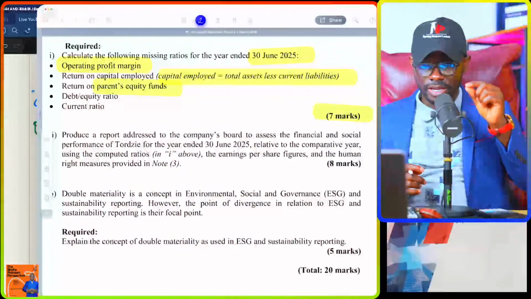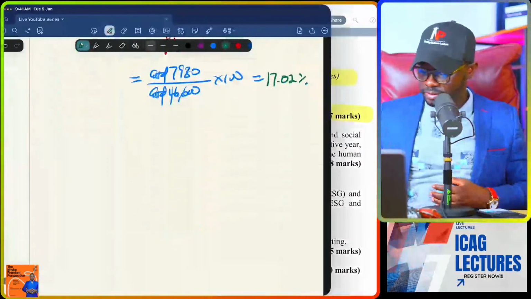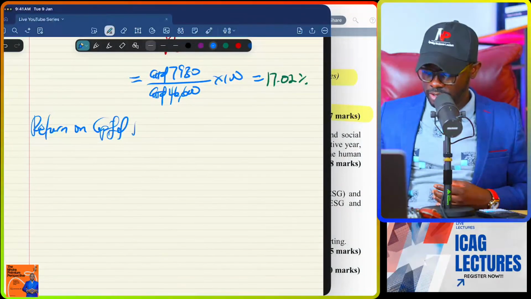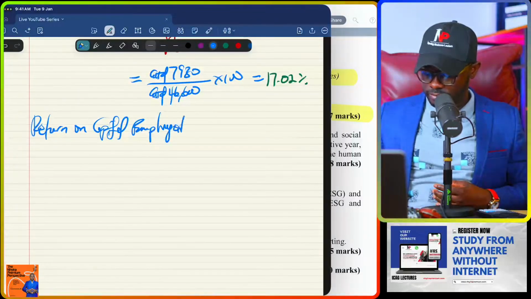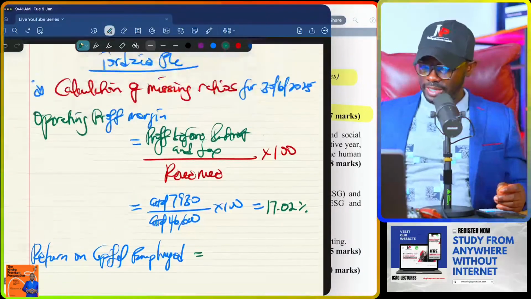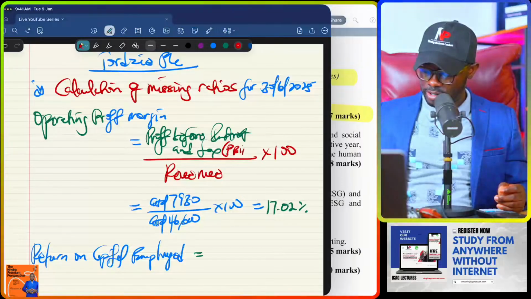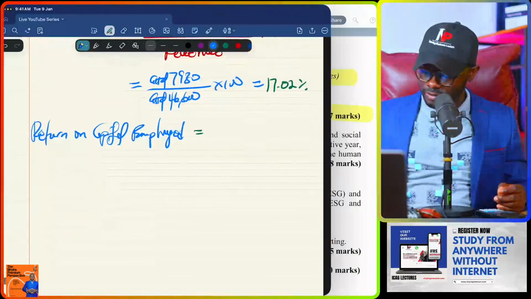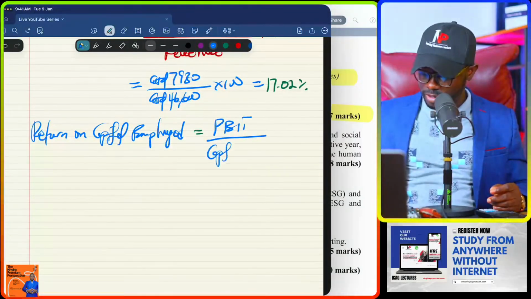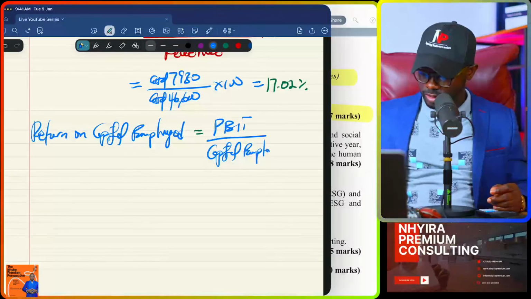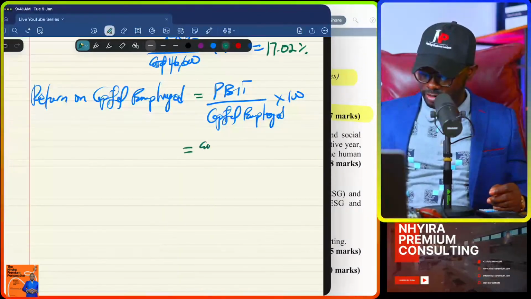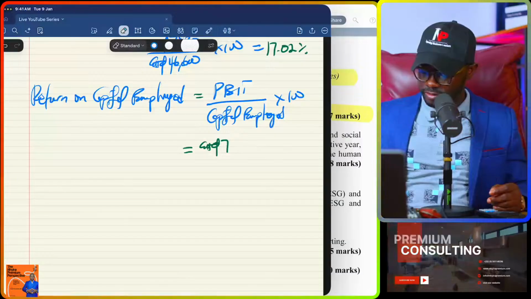The second one is return on capital employed. So return on capital employed. This is ROCE, return on capital employed. We could still work with PBIT. So give me a sec because I want to tell the examiner on subsequent treatments. If I write PBIT, you should know what I mean by that. Divided by capital employed. Multiplied by 100. So we have PBIT already, which is the 7930.